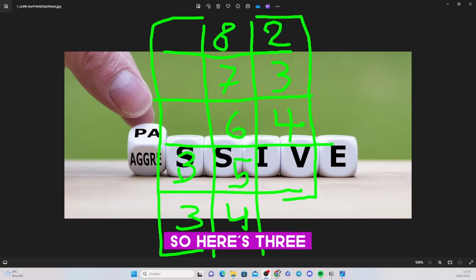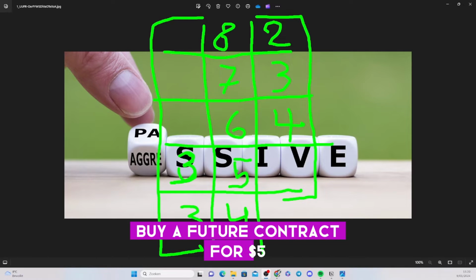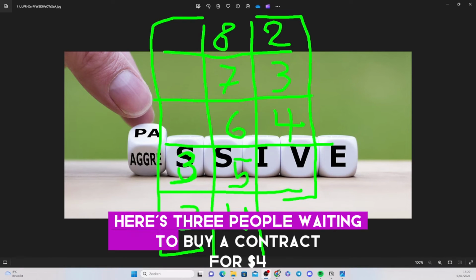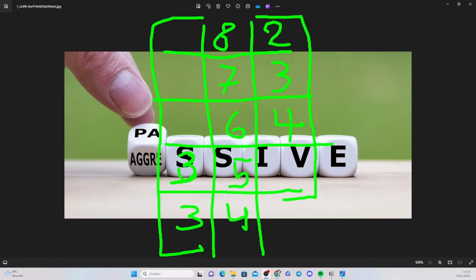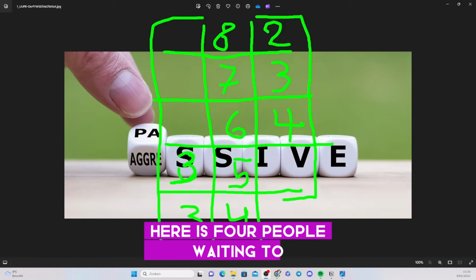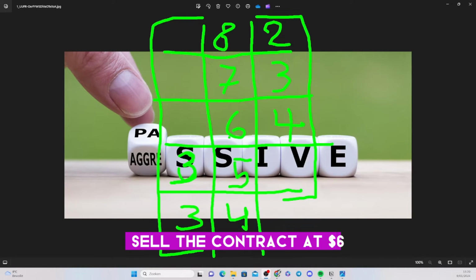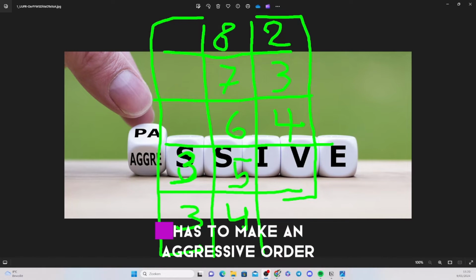So here's 3 people waiting to buy a futures contract for $5. Here's 3 people waiting to buy a contract for $4. Here is 4 people waiting to sell the contract at $6. For the market to move, one of these 2 parties has to make an aggressive order.